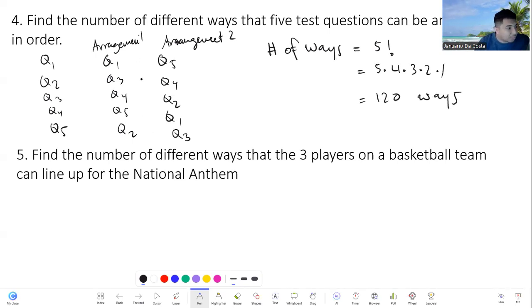There are 120 possible ways to arrange these 5 test questions. Okay, so you can shuffle it.